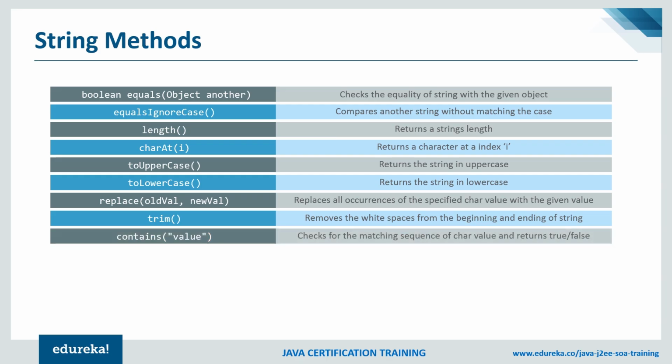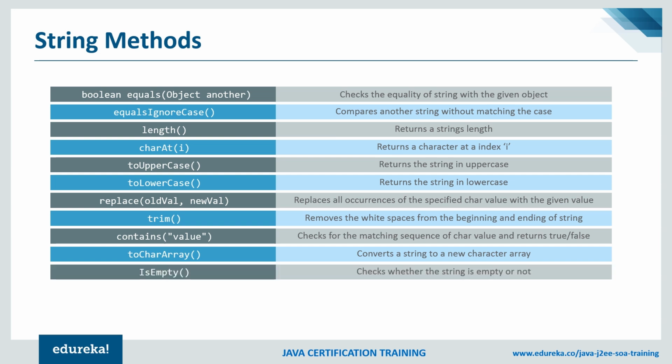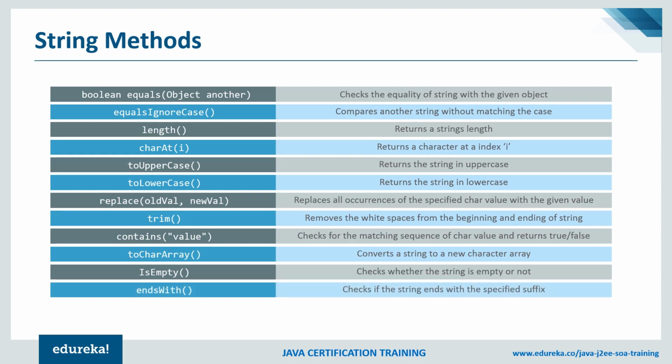Then the contains method will give a quick check. It's going to search whether part of a string exists in a string or not. With toCharArray, we can get our strings converted to a character array by calling the method toCharArray. Then we got isEmpty to check whether the string is empty or not. Ends with, so we can check whether the string ends with a specified suffix.